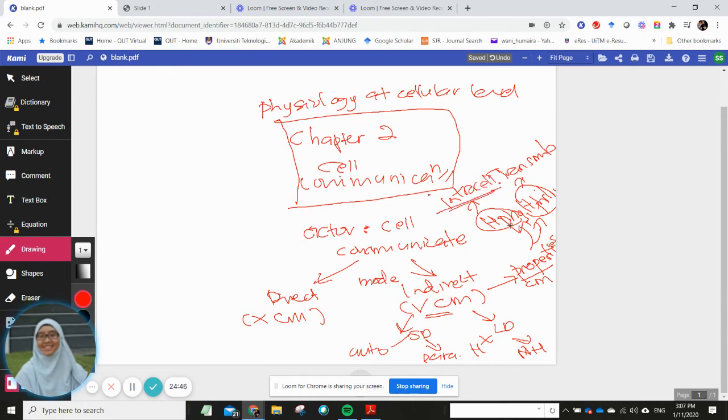Why? Hydrophobic is highly soluble in lipid, right? So it can pass through the lipid bilayer of the cell membrane easily. So the receptor will be inside the cell, intracellular. Hydrophilic is highly soluble in water but low soluble in lipid, right? So it cannot pass through the lipid bilayer of the cell membrane easily. So the receptor needs to be at the cell membrane. We call it a transmembrane receptor. Okay, so basically that's what we learned just now. All right.